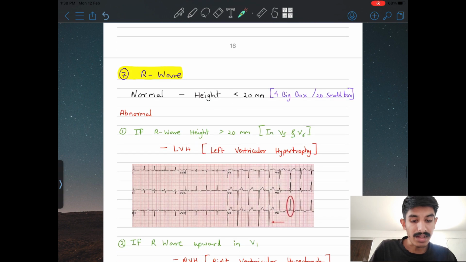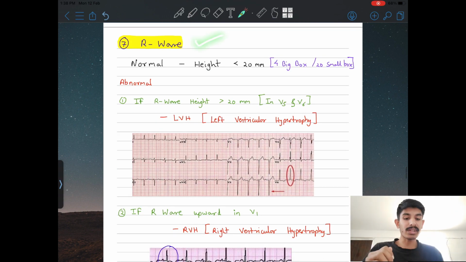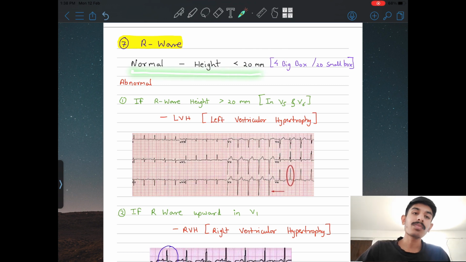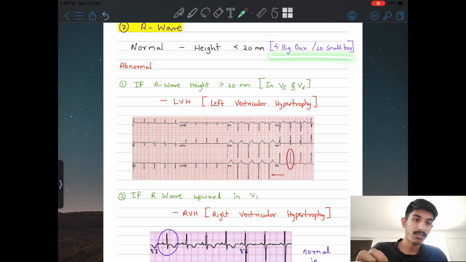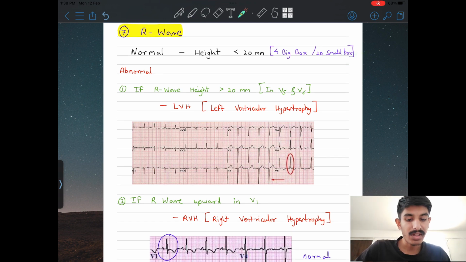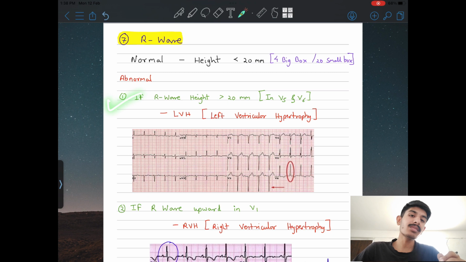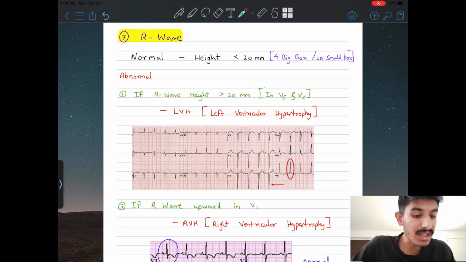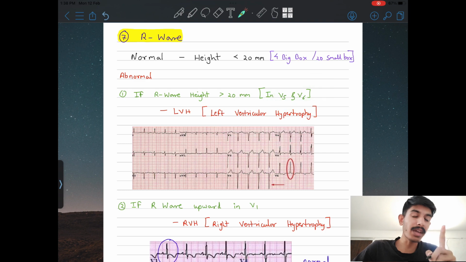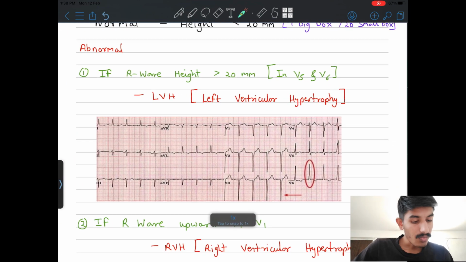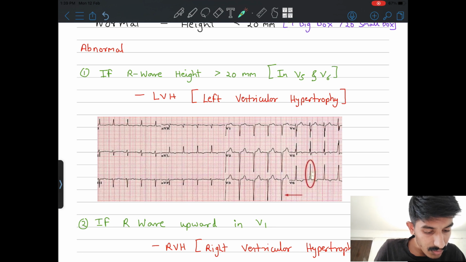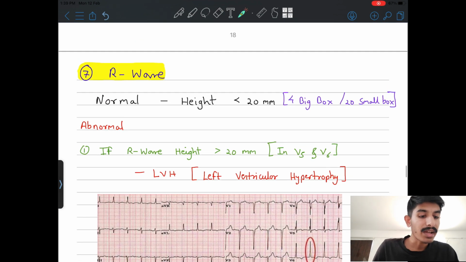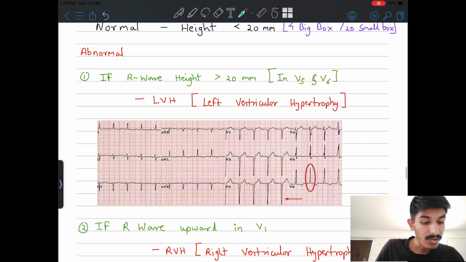So let's study the R wave. Now this is the interesting part. R wave has a height of less than 20 mm. What is 20 mm? 20 mm means 4 big boxes, or 20 small boxes, always remember this. If the height is more than this, where will you check it? You will check in the 5th and 6th leads, V5 and V6. Look at this, 1 2 3 4 5. So what have we said? That it needs to be less than 4 big boxes, not more than that, but the height is more, so you are checking in the 5th lead.